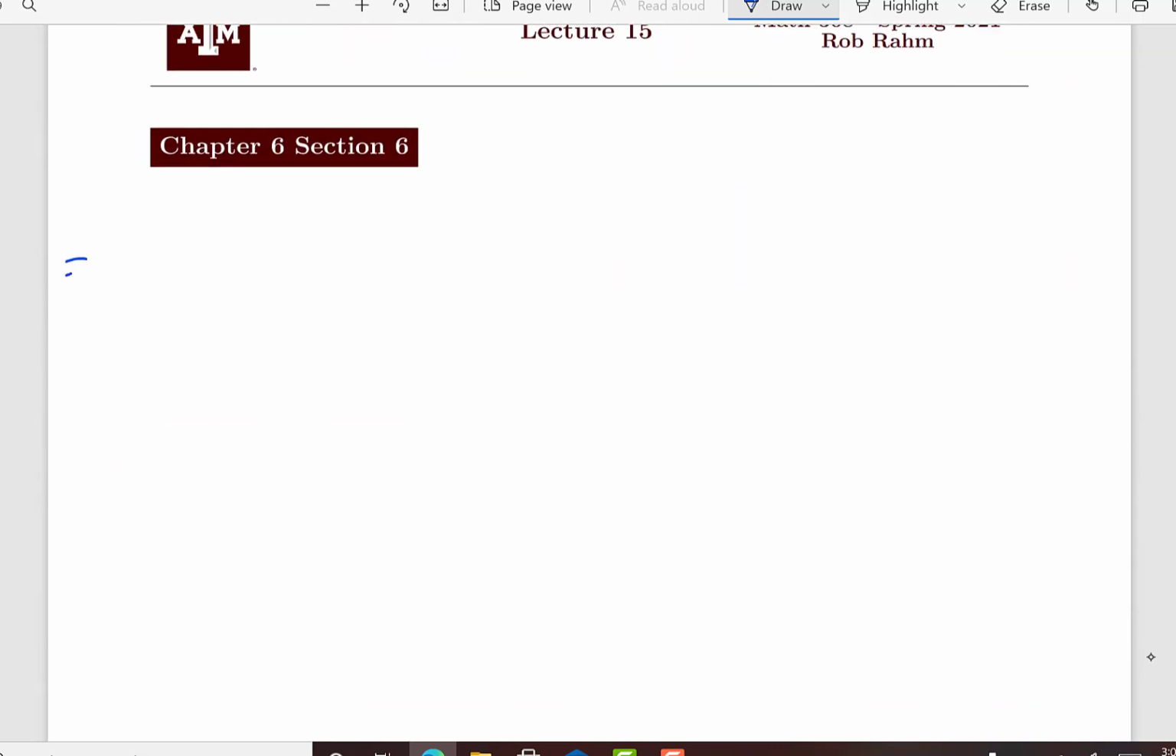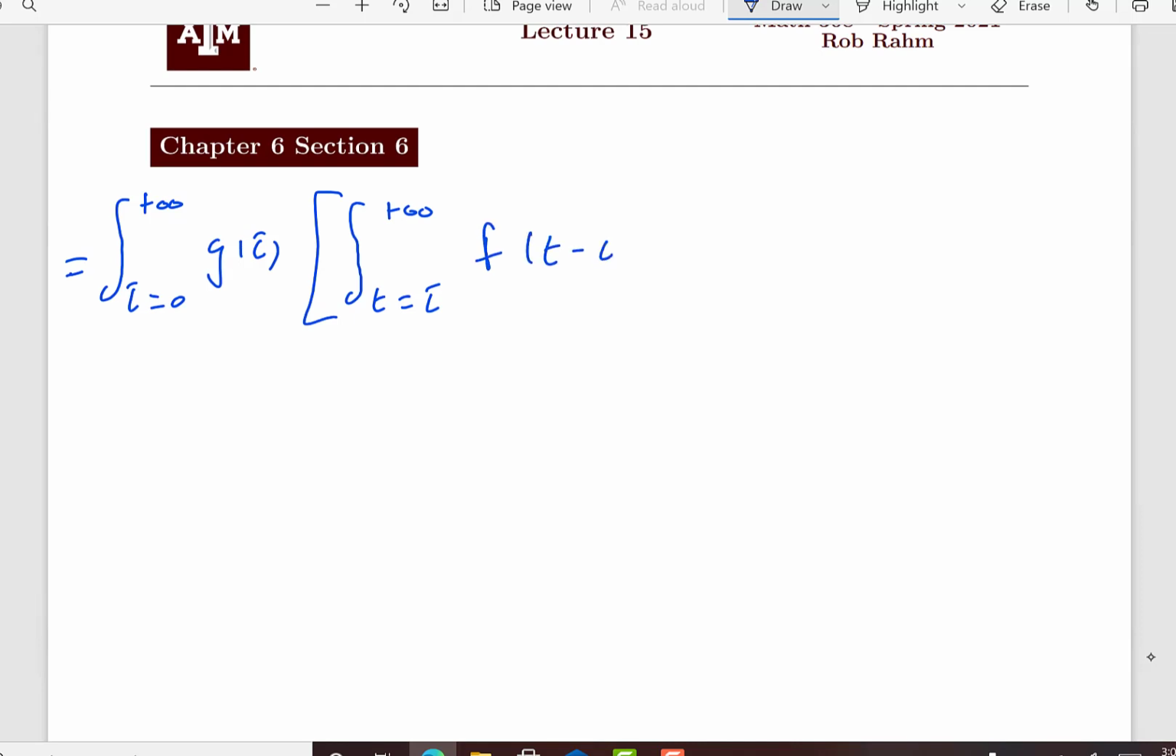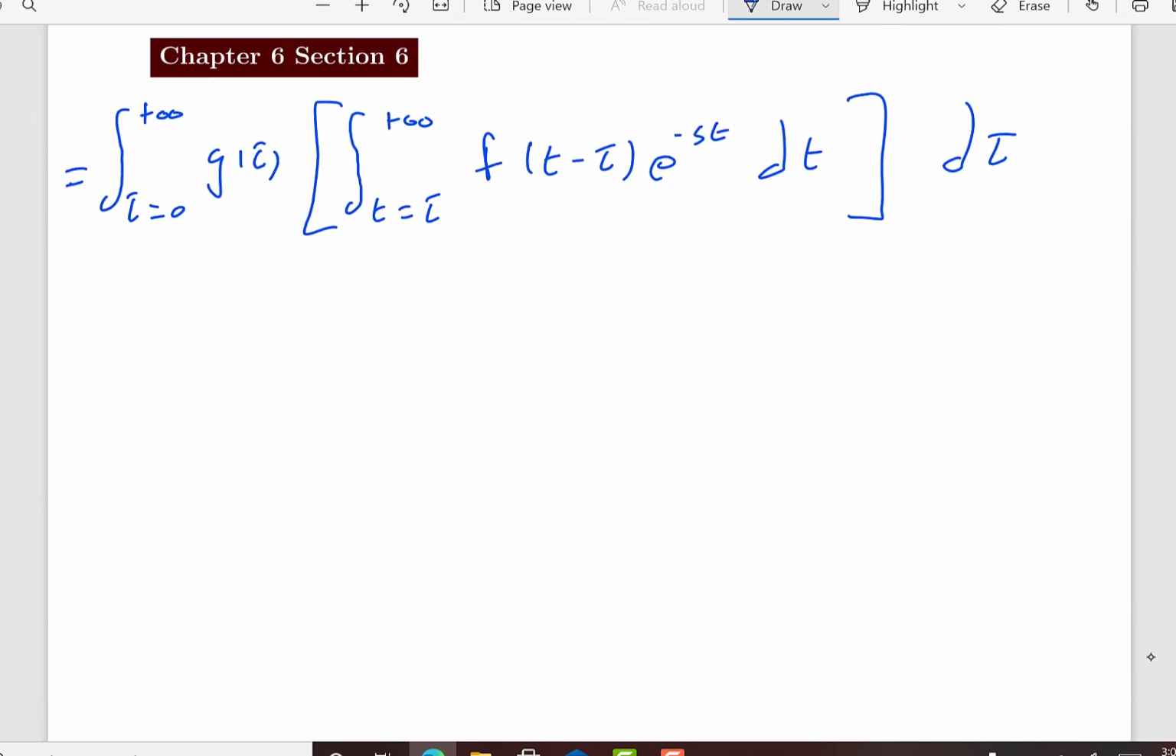And so this is equal to the integral tau equals 0 to positive infinity g of tau. And now the inner integral, I'm going to put the brackets back, it will make sense in a moment. This is going to be the integral t equals tau to positive infinity f of t minus tau e to the minus st dt d tau. Now this inner integral looks kind of like the Laplace transform for f. The only problem is that the integral starts at tau instead of 0, and I'm integrating f of t minus tau instead of just f of t.